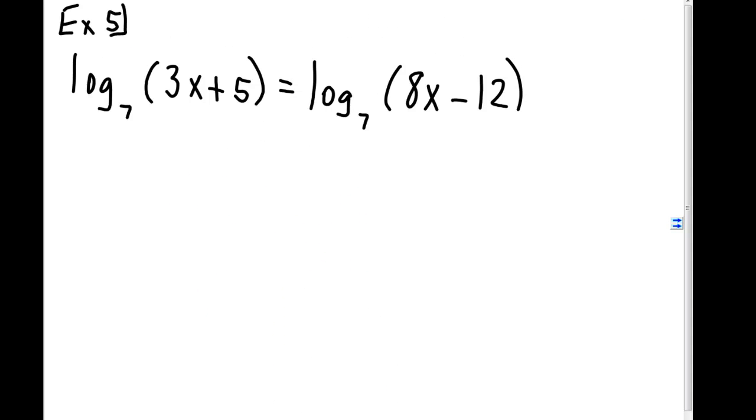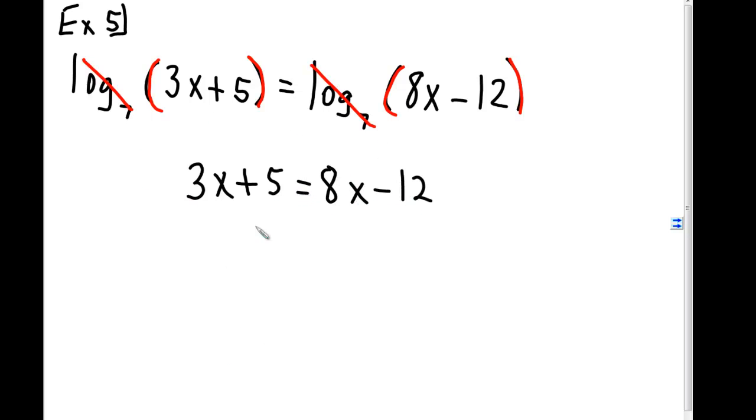Example 5. Log base 7 of 3x plus 5 equals log base 7 of 8x minus 12. So this whole piece belongs to the log base 7 term on the left, and 8x minus 12 belongs to the log term on the right. We do not have to condense these expressions. Since the bases are the same, we just need 3x plus 5 equals 8x minus 12.